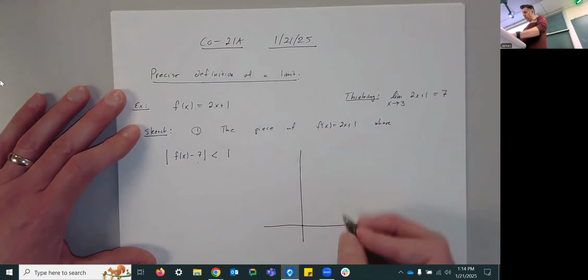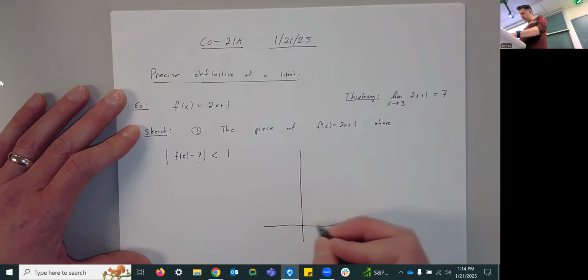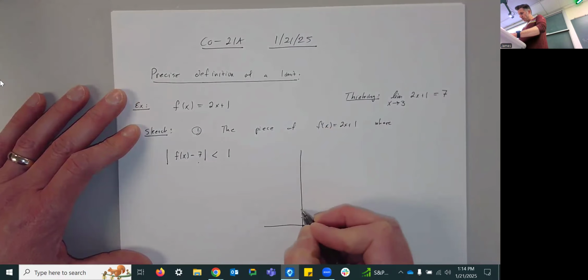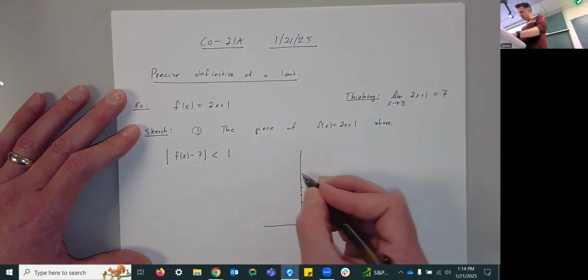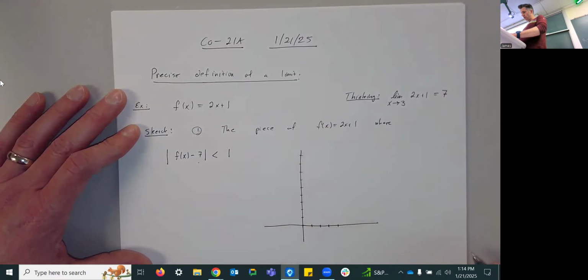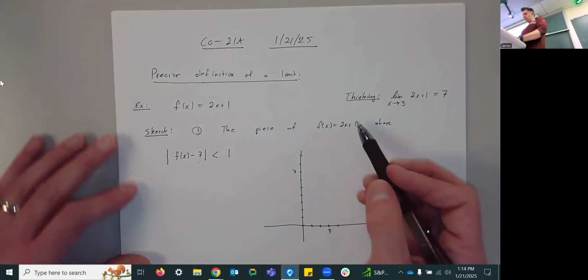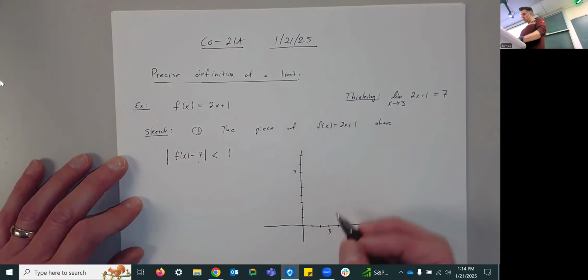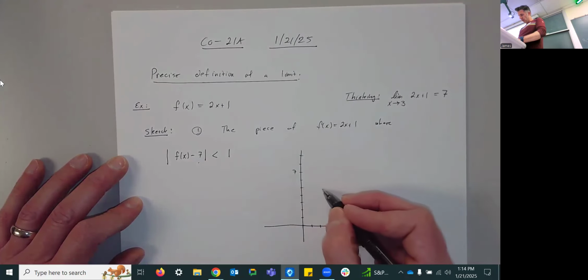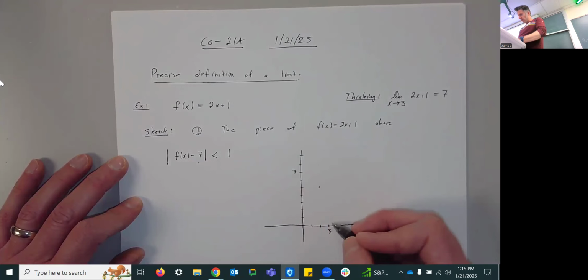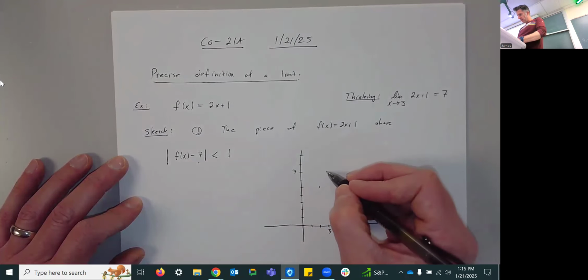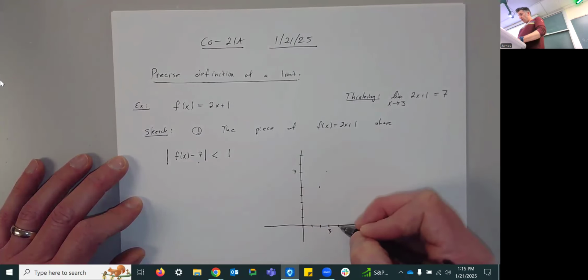So I was drawing 2x plus 1. I'm going to try and draw it kind of nicely here. 1, 2, 3, 4. 1, 2, 3, 4, 5, 6, 7, 8, 9. Sure. There's 7. There's 3. Now let's see. I'm going to plot a few points. So if x is 2, 5. Sorry, my graph doesn't look that good. And then when x is 3, I get 7. And when x is 4, I get 9.